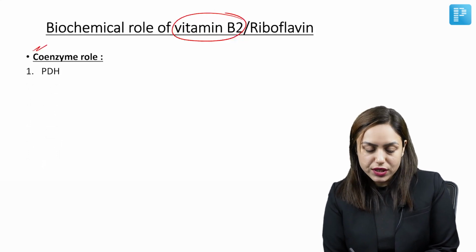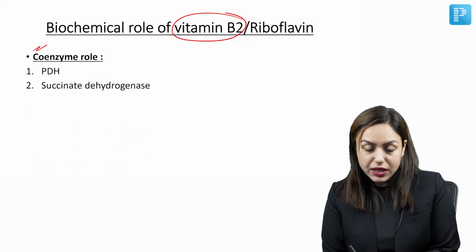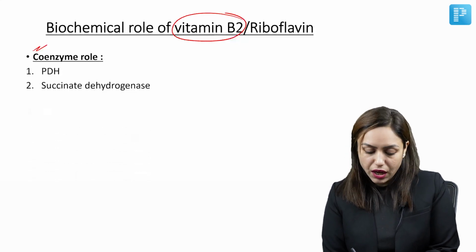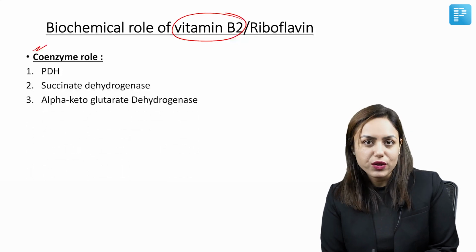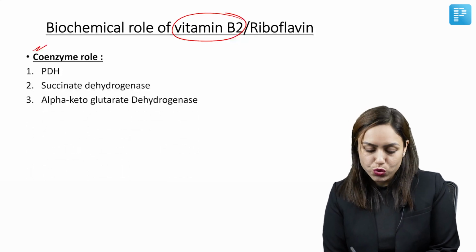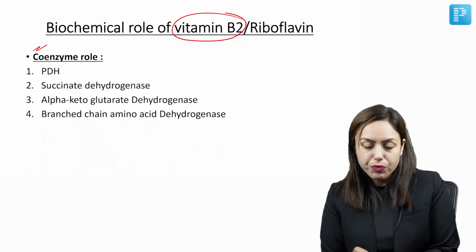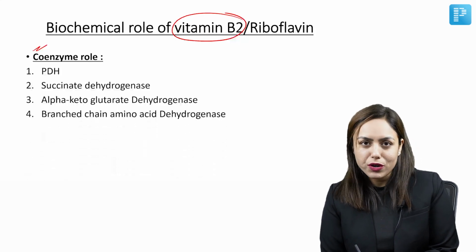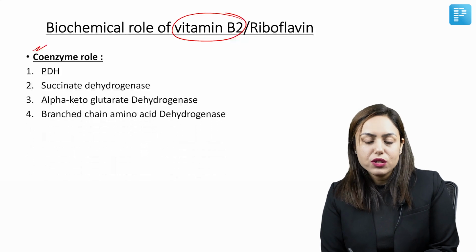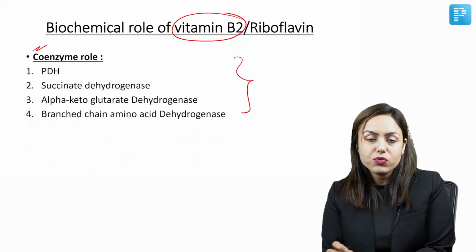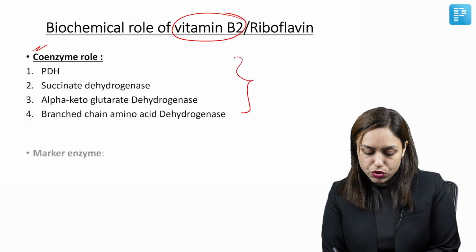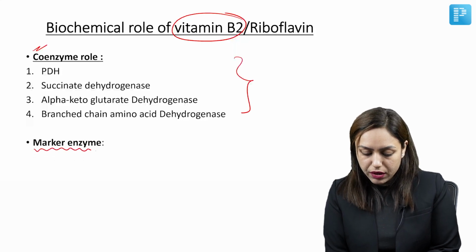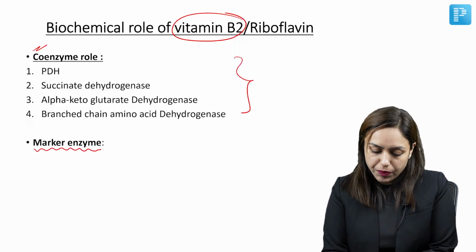Pyruvate dehydrogenase, then in the TCA cycle, succinate dehydrogenase, alpha ketoglutarate dehydrogenase, and also branched chain amino acid dehydrogenase, right? So these enzymes require vitamin B2 as a coenzyme. Then also you need to learn the marker enzyme for B2 deficiency.